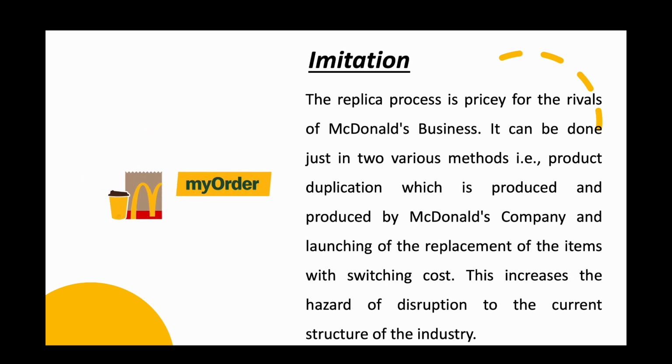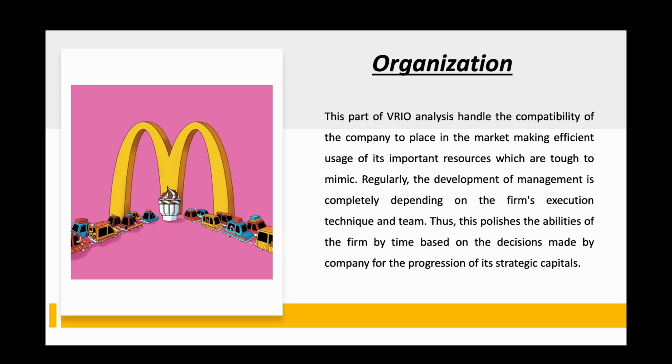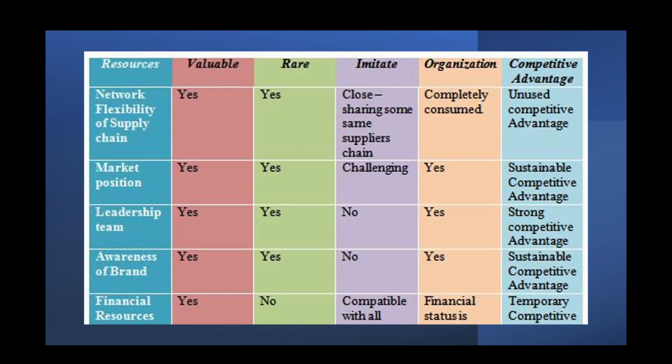This part of VRIO analysis handles the compatibility of the company to place in the market, making efficient usage of its important resources, which are tough to mimic. Regularly, the development of management is completely dependent on the firm's execution technique and team. Thus, this polishes the abilities of the firm over time based on the decisions made by the company for the progression of its strategic capitals.